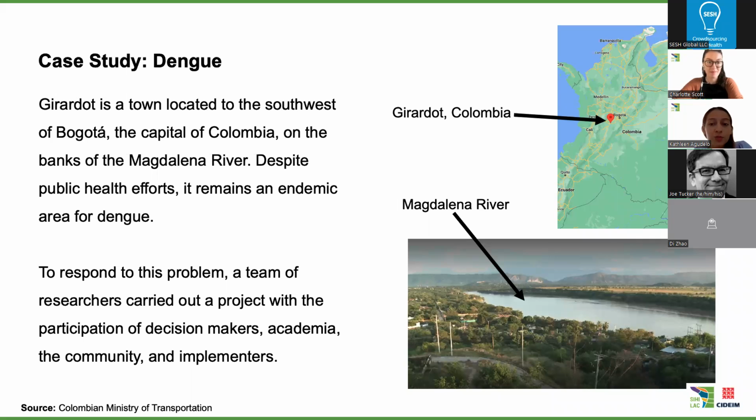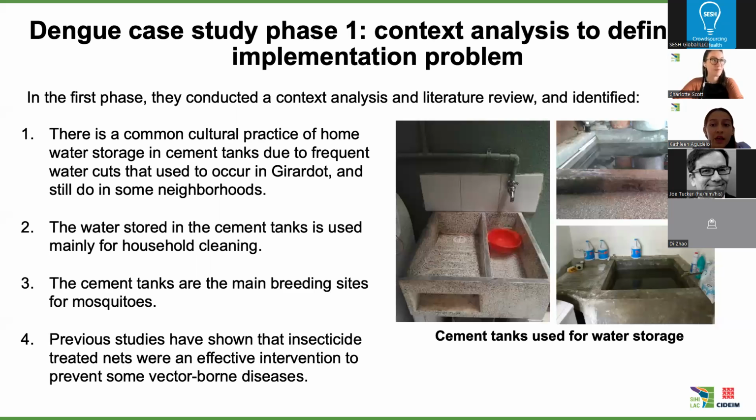To respond to this problem, a team of researchers carried out a project with the participation of decision makers, academics, community, and implementers. In the first phase, they conducted a context analysis and literature review and identified, first, that there is a common cultural practice of home water storage in cement tanks due to frequent water cuts that used to occur in Girardot and still do in some neighborhoods. Here in this slide, we can see some photos of cement tanks from Girardot.